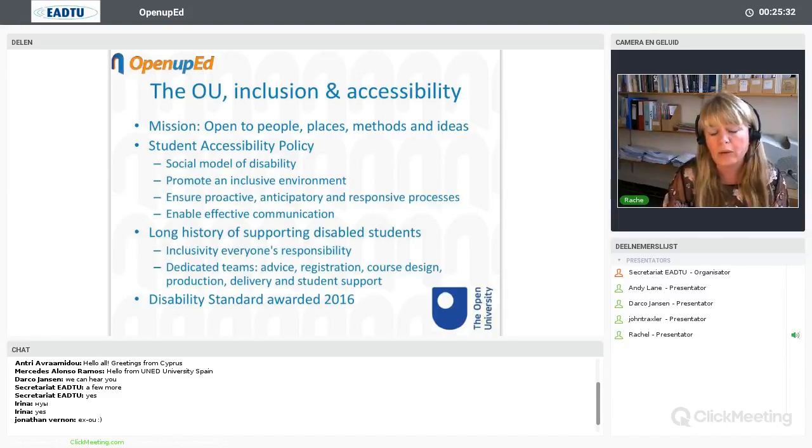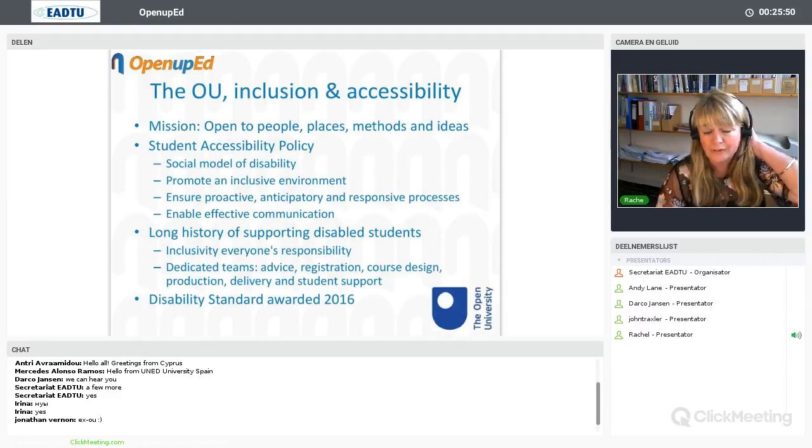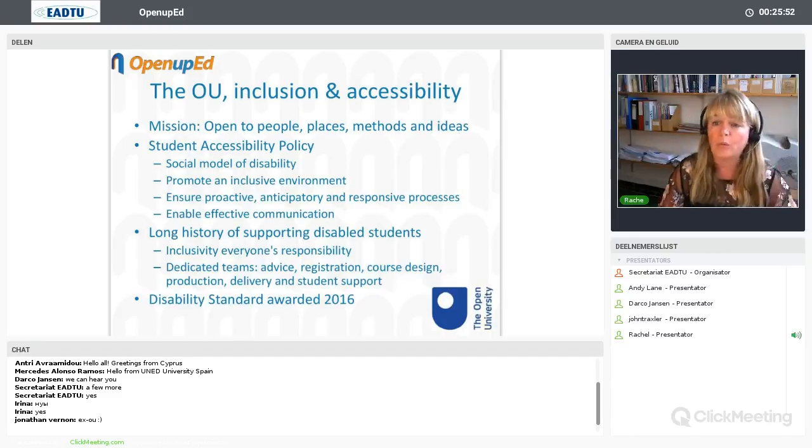And I think that's all helped the OU to achieve the disability standard. In 2016 we were awarded a Bronze Disability Standard from the Business Disability Forum. We're hoping to up that to a silver standard, but when that was awarded back in 2016, we were one of only two universities in the UK to achieve that standard.